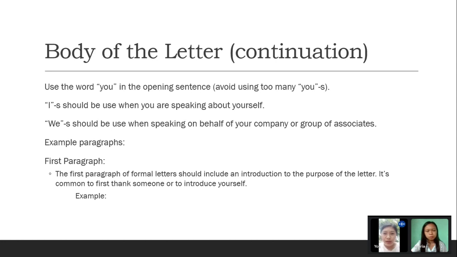Use the word you in the opening sentence. Avoid using too many you. I should be used when you are speaking about yourself. We should be used when speaking on behalf of your company or group associates.